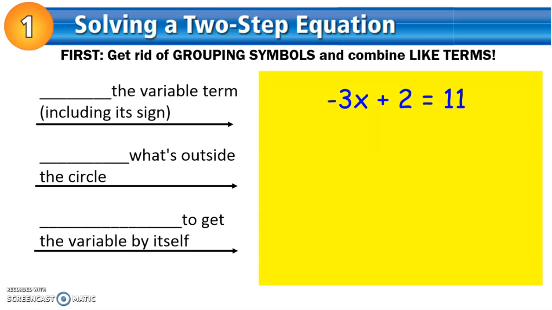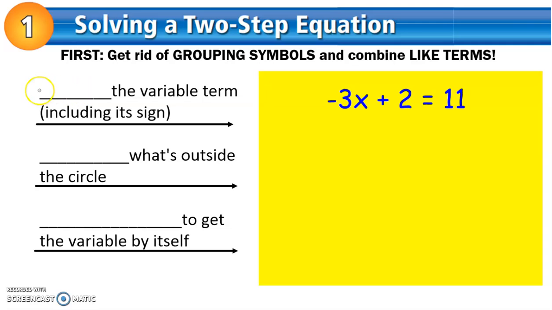All right, so the first step in solving a 2-step equation or a multi-step equation is to get rid of grouping symbols and then combine like terms. Write that down. Get rid of grouping symbols, combine like terms. Then, once you've done that, we're left with a 2-step equation, and there are three things we're going to do for this.